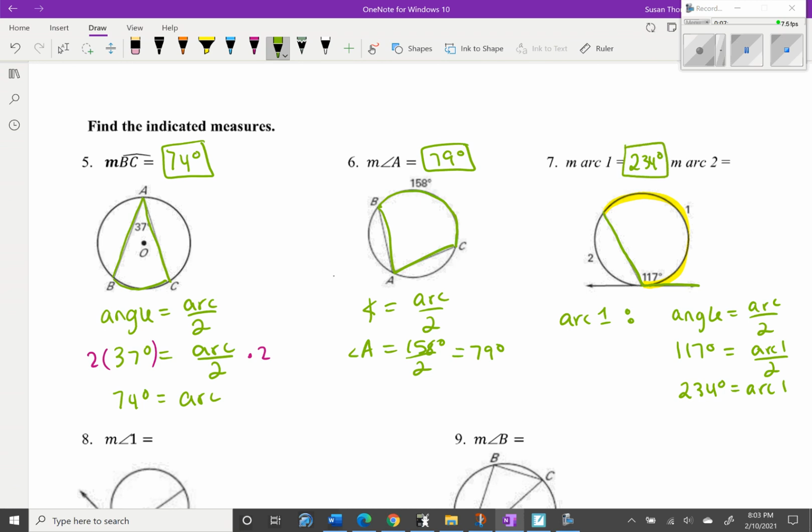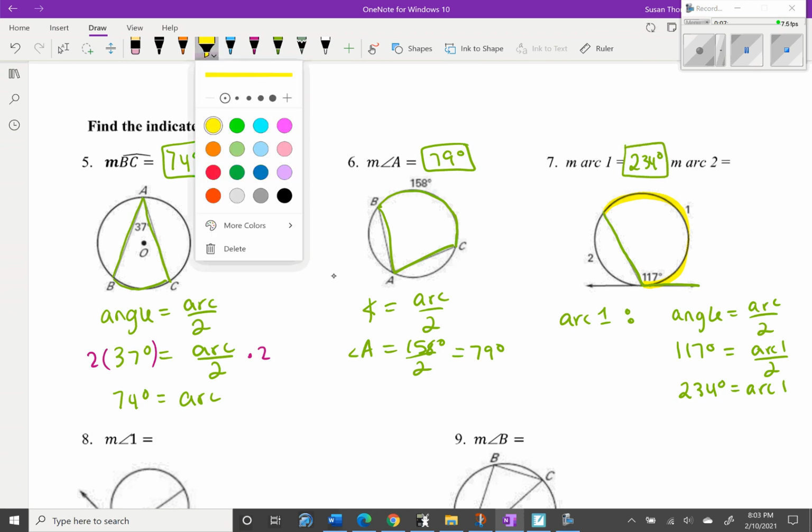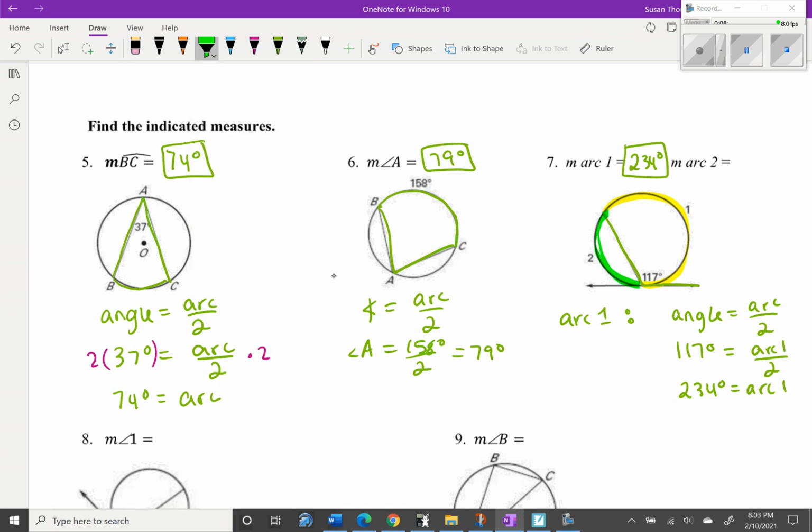And now if we want to find the next arc, which would be this side over here, arc 2, that means that if we know arc 1 is 234 degrees, a couple ways we can solve this. We know that the full circle is 360 degrees, so arc 2 would be equal to 360 degrees minus arc 1, which was 234 degrees, which gives us 126 degrees.